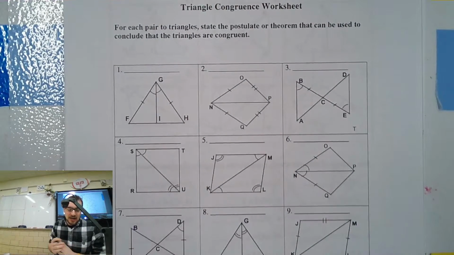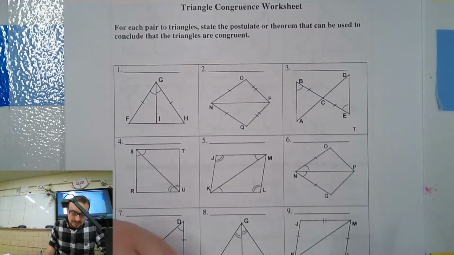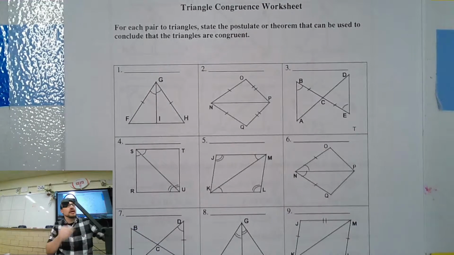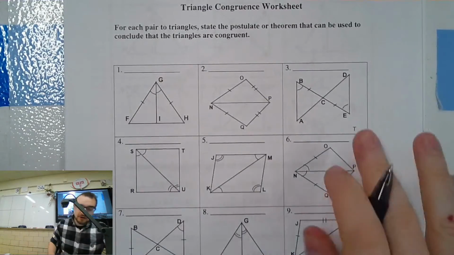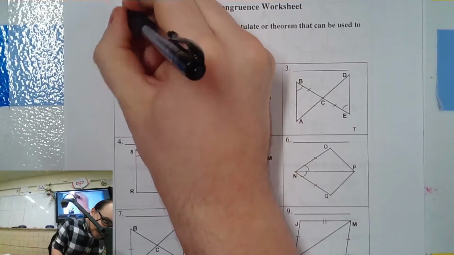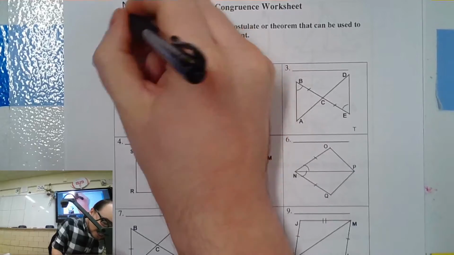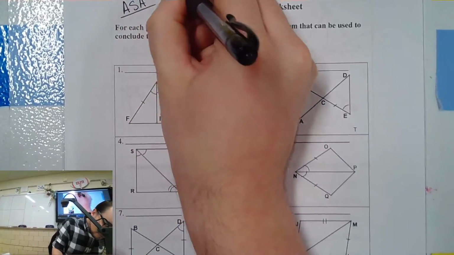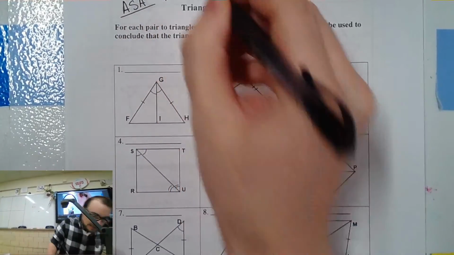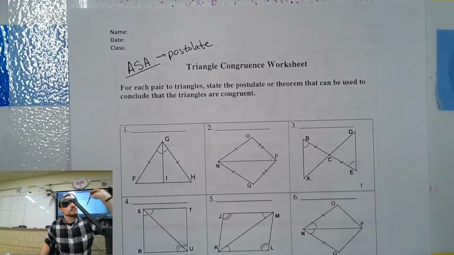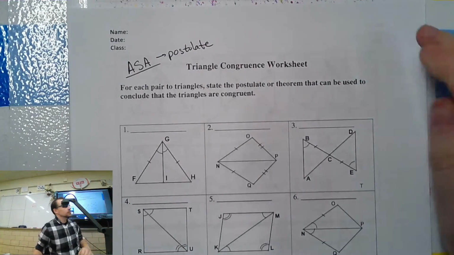For each pair of triangles, state the postulate or theorem that can be used to conclude that the triangles are congruent. So it turns out that for our purposes, we're going to say that ASA is a postulate.